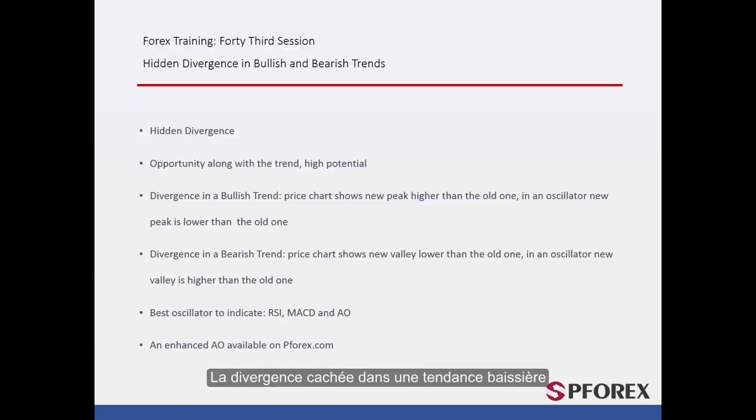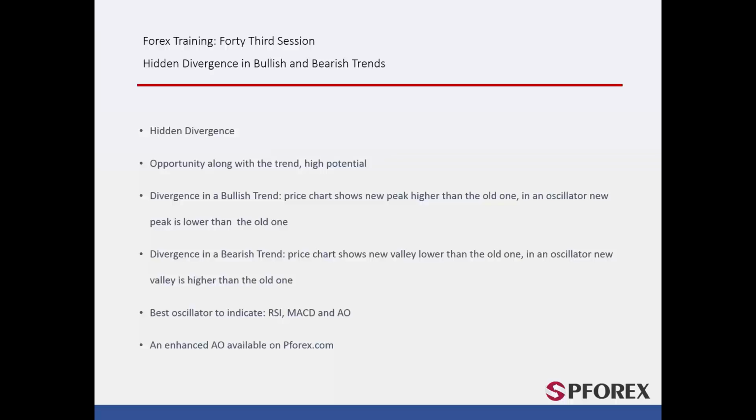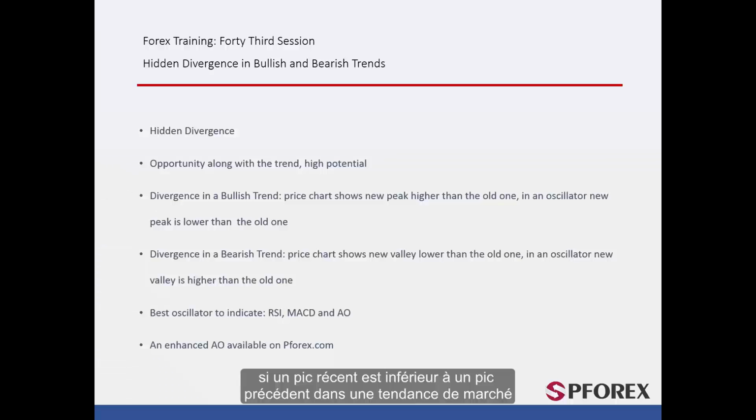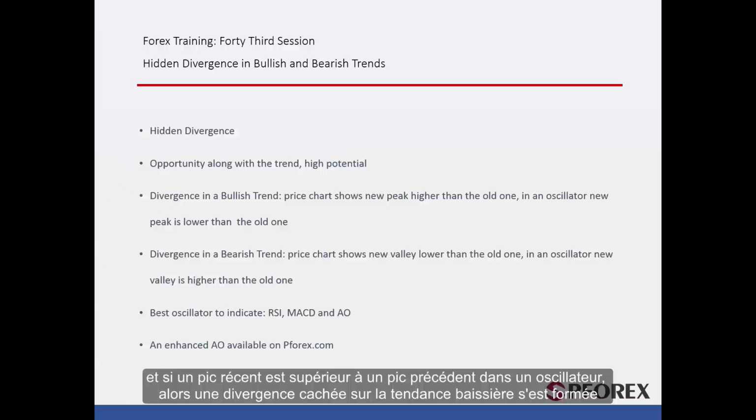Hidden divergence in bearish trend. If a recent peak is lower than an earlier peak in a market trend, and a recent peak is higher than an earlier peak in an oscillator, then a hidden divergence on a bearish trend has formed.